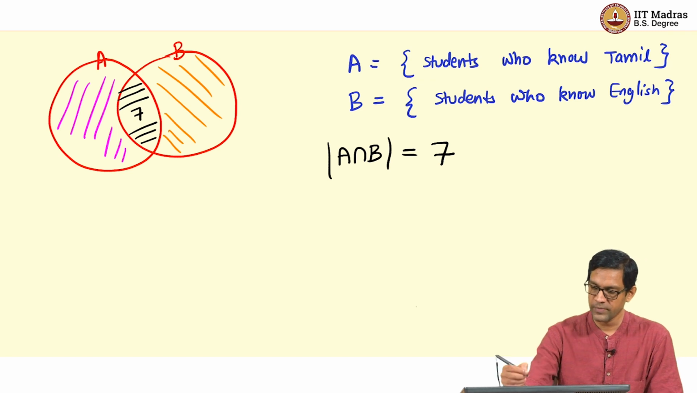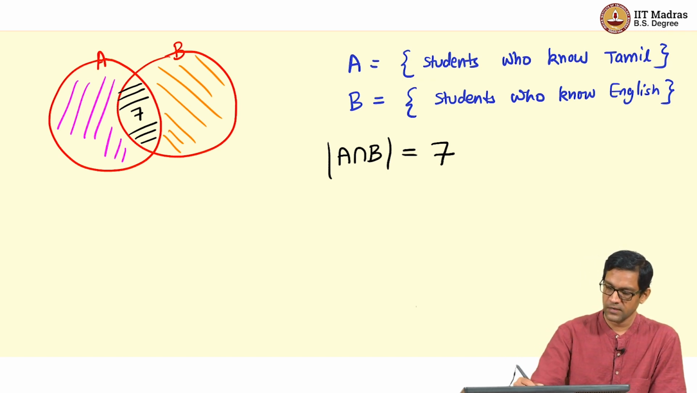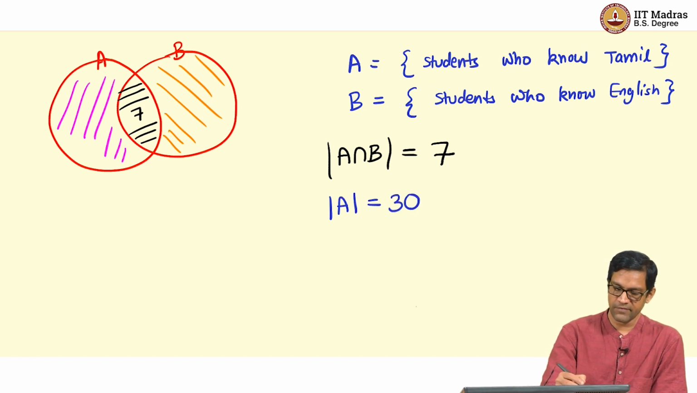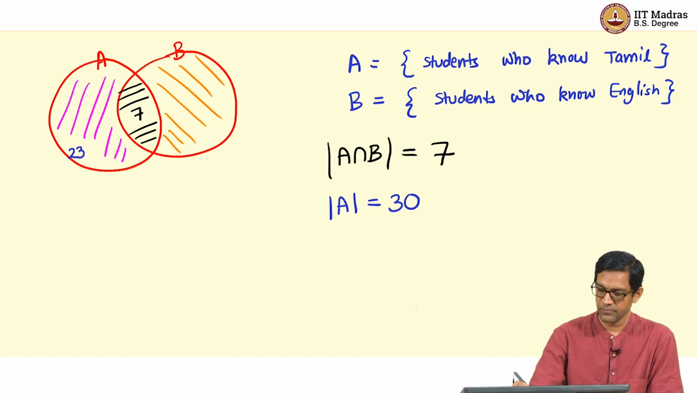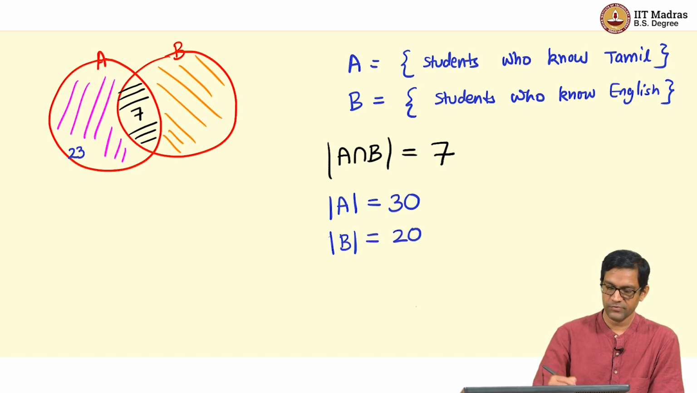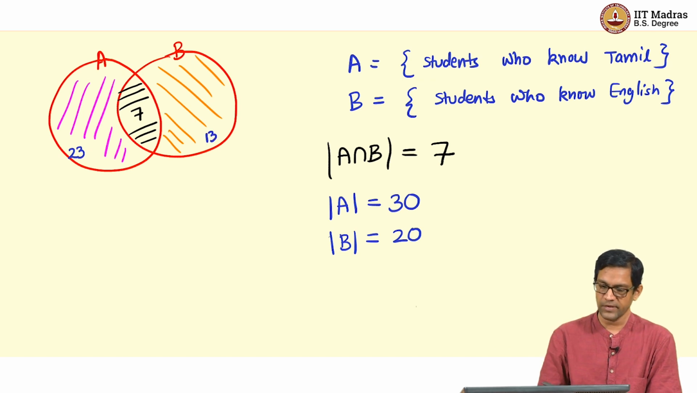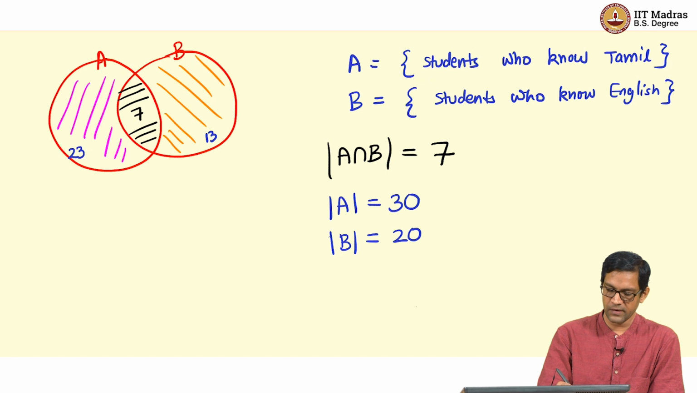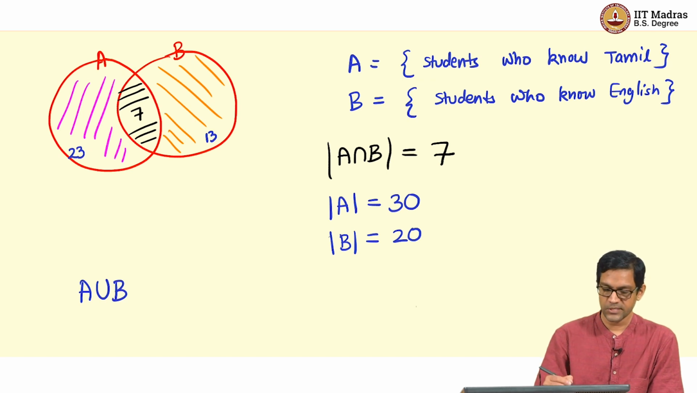Now, we can figure out how many there are in each. We know that the cardinality of A is 30, out of which 7 is in the intersection. So, the remaining 23 must be exclusively in A. Likewise, the cardinality of B is given to be 20, out of which 7 are in the intersection, and so similarly there are 13 who are exclusively in B. And the final cardinality, the number of students in the class. Remember, every student knows one of these two languages. So, the set A union B must be all the students in the class.